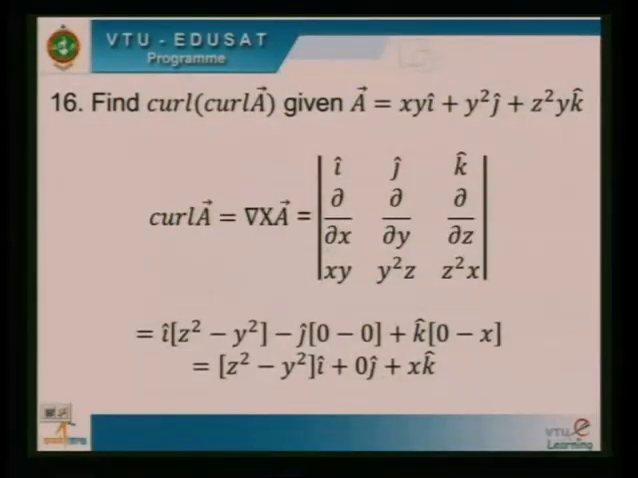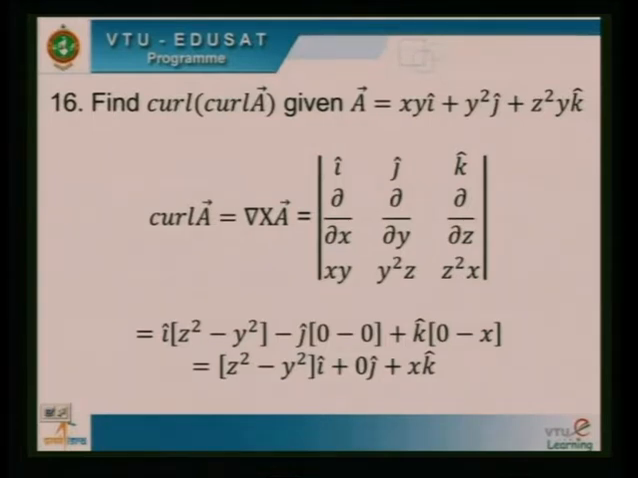Find the curl of curl A vector, given A vector is equal to xy i cap plus y square z j cap plus z square x k cap. See, curl A vector means del cross A vector. Del cross A vector is equal to the determinant i, j, k, dou by dou x, dou by dou y, dou by dou z. The i component is xy, the j component is y squared z, and the z component is z square x.